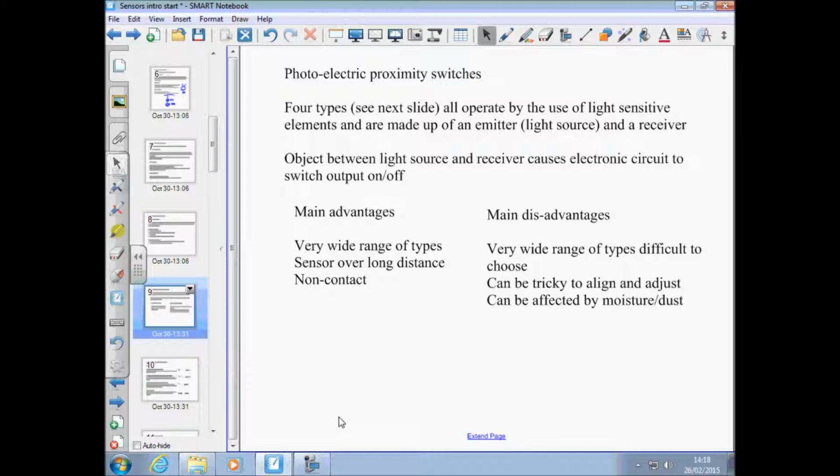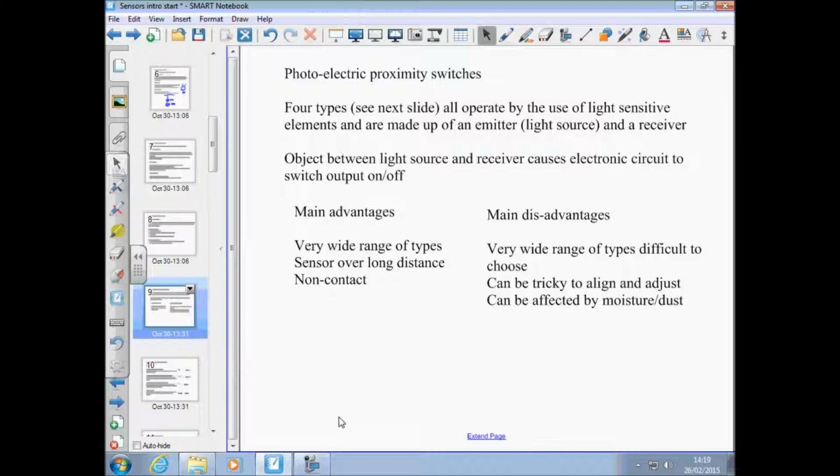Main disadvantages is, and this is from my own experience really, such a wide range of types available that it's difficult to choose the right one. They can be tricky to align and adjust, and from my experience of working in a food factory where there's a lot of water about, they can be affected by moisture and indeed dust as well. So trying to set them up when there's a lot of moisture about in a food factory where people have been cleaning is quite a nightmare.